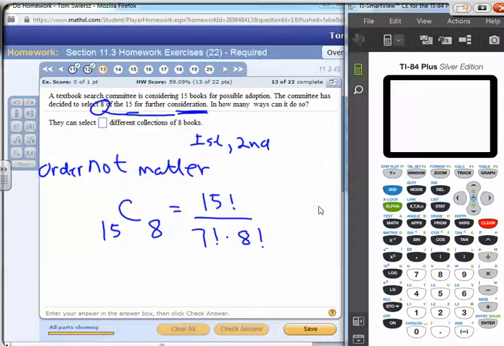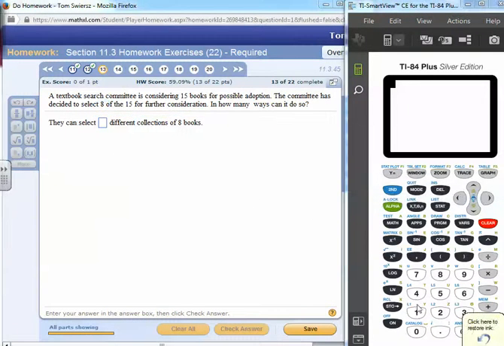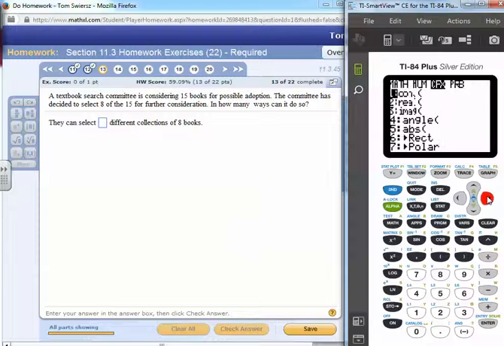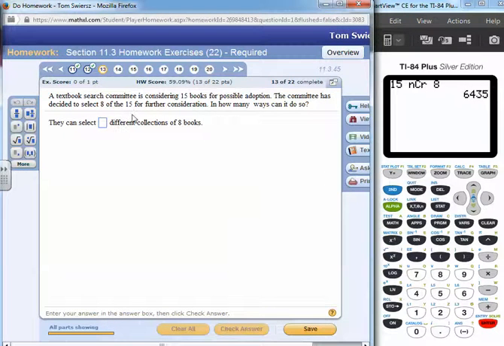So we've got 15C8. 15, math, over to probability, right arrow 3 times. Order didn't matter, it's a combination, and we're selecting 8 from a total of 15, so 15C8, that's what we need. And the calculator has a formula built in, tells us it's 6,435. All right, which is indeed the correct answer.